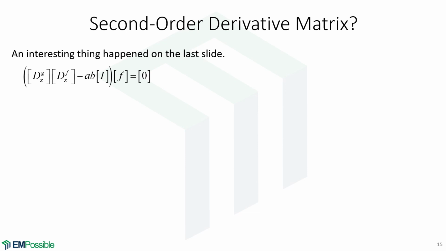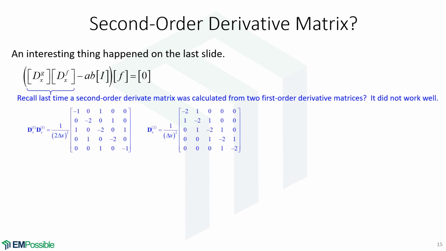Now, something really cool happened. On the previous slide, we had a dgx times a dfx. We are multiplying two first-order derivatives together to get a second-order derivative. We talked about this before. Remember, we multiplied together two first-order derivatives, and this is the answer we got. And this didn't work so well, right? Because we have to reach farther out into the grid to calculate that second-order derivative. So we decided, no, we're just going to build a second-order derivative. Well, what's happening here? So we said that's not good to do. What's happening now that we have a staggered grid?